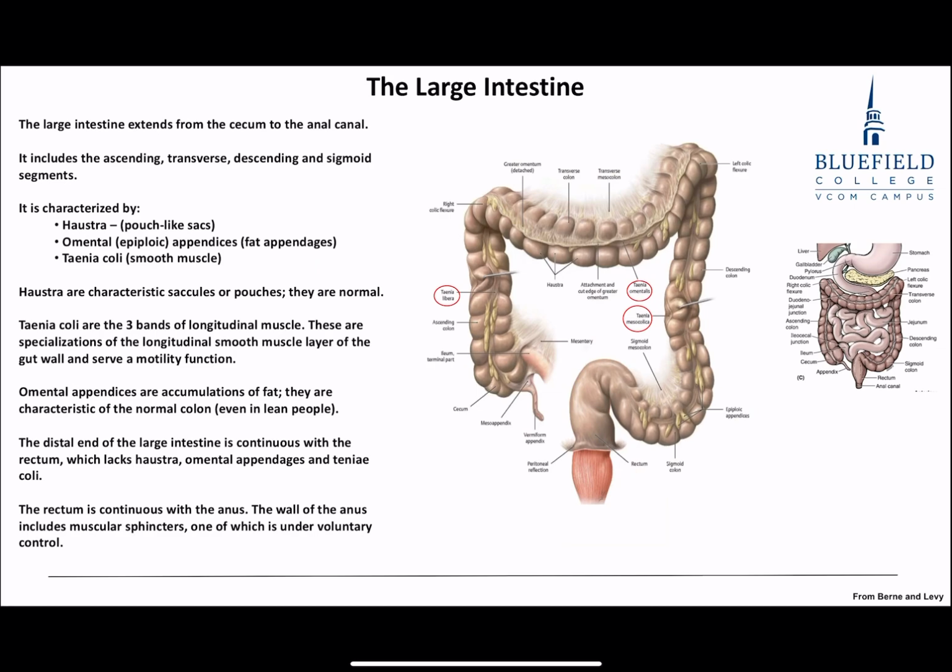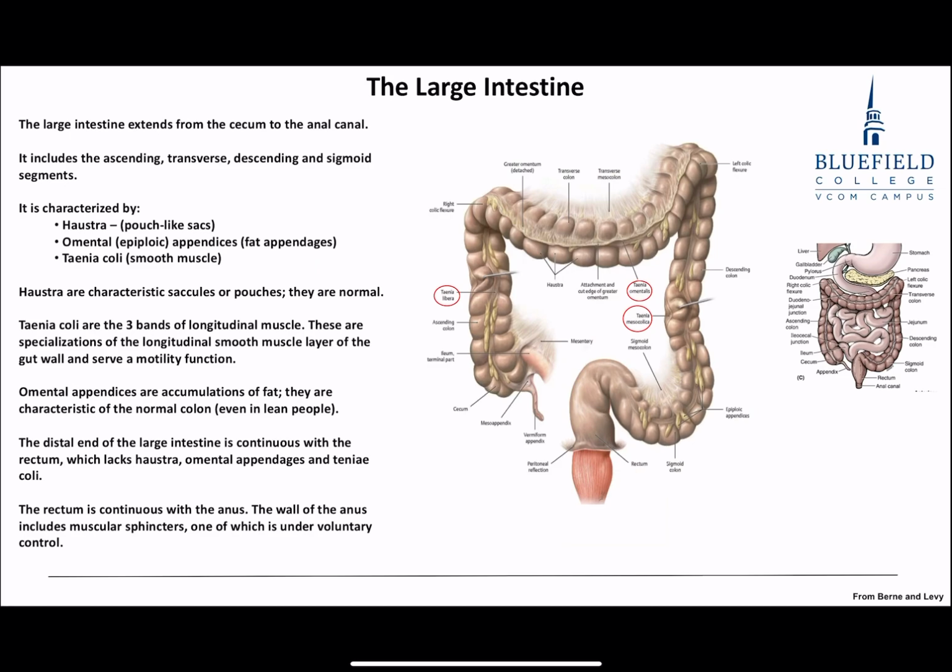And what are they, though? They are just little bundles or packages of adipose tissue that are attached to the large intestine, and you can see them all along here, these little fat appendages. Epiploic appendices. So they're present even in lean people. They're not indicative of being overweight or obese or anything like that. They're just characteristic of the large intestine.